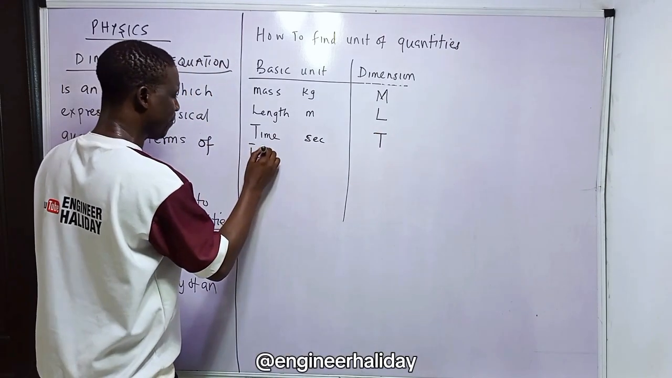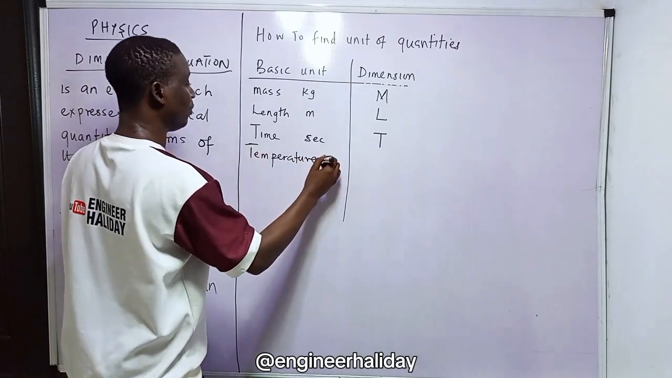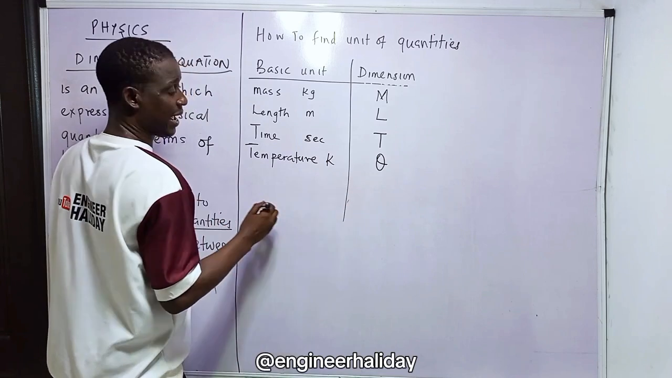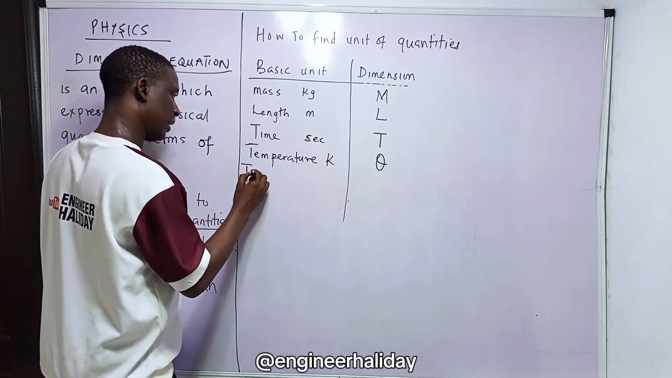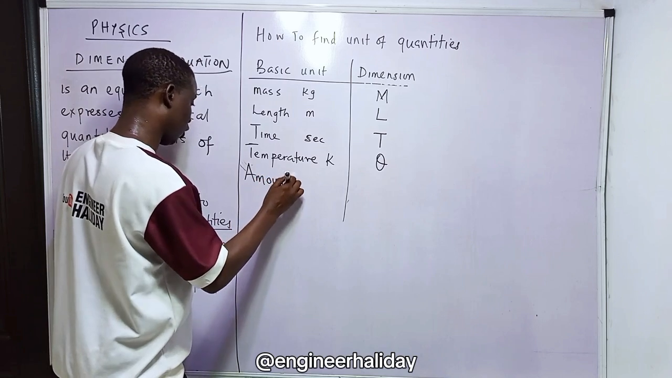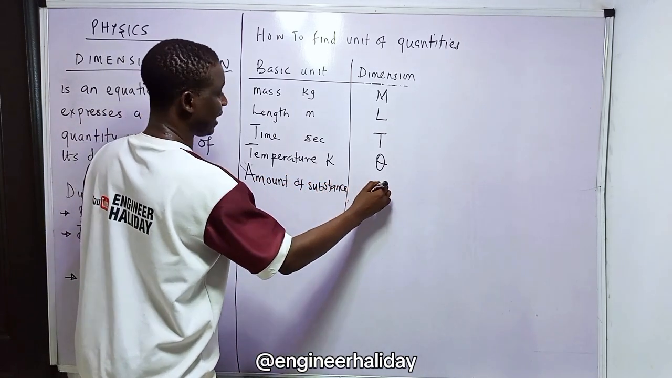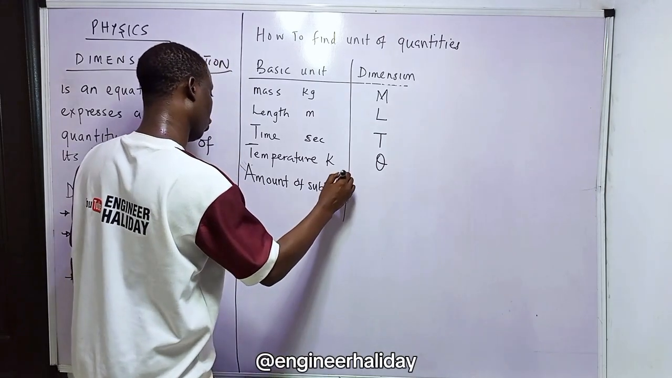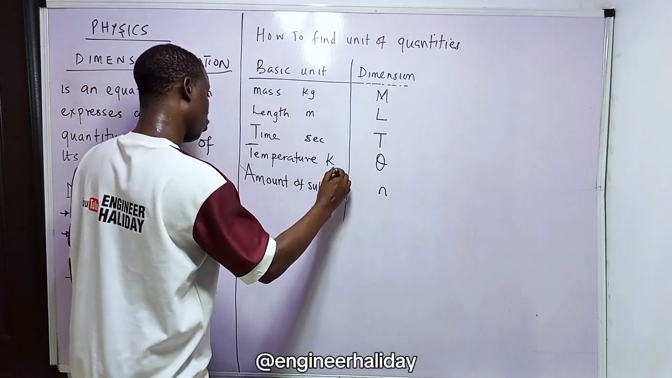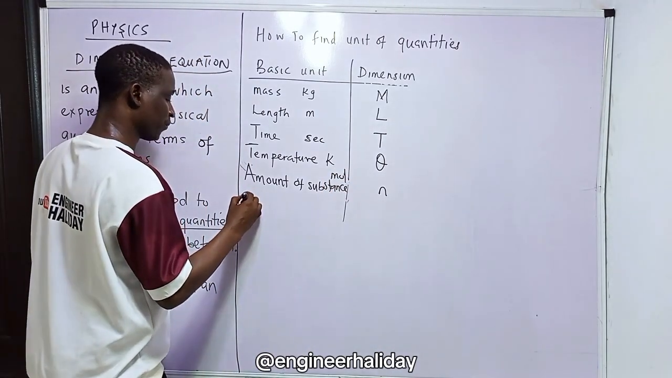Then we have temperature, measured in Kelvin, and the dimension is theta. Then we have amount of substance. The unit is mole, and the dimension is M-O-L.